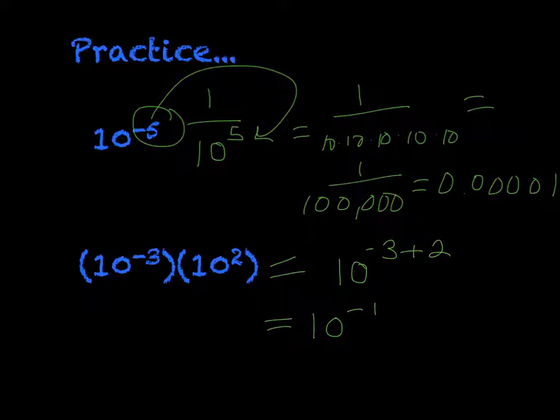Now if we restate 10 to the negative 1 with a positive exponent in the denominator, it would look like this: 1 over 10, or 0.1.